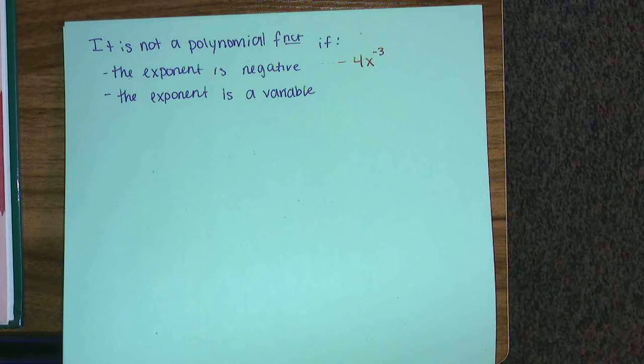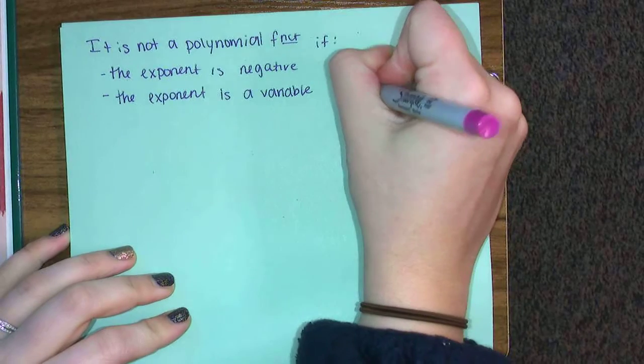Okay, so the exponent can't be negative and the exponent can't be a variable, so you can't have something like 3 raised to the x.